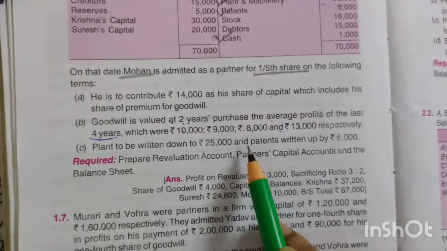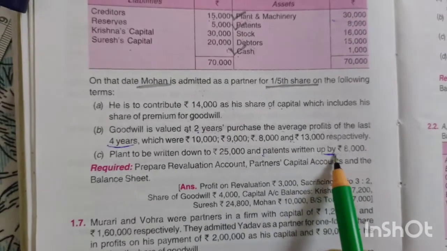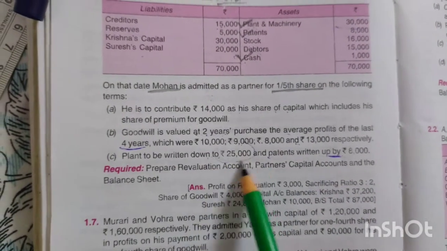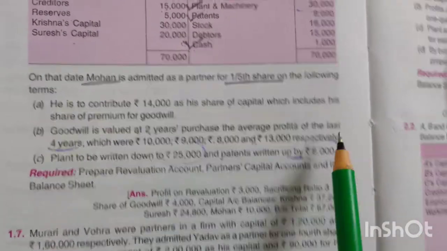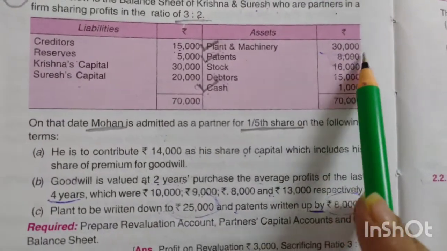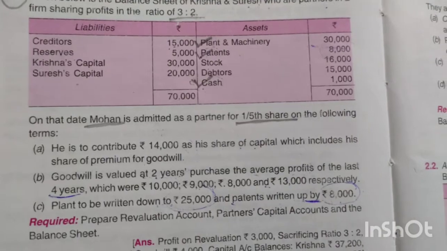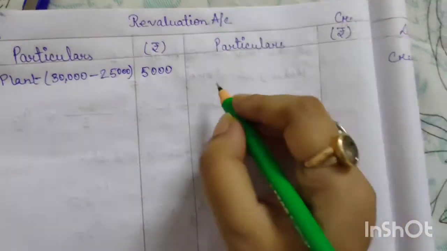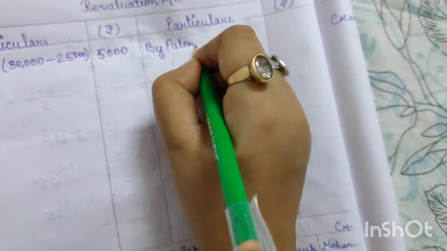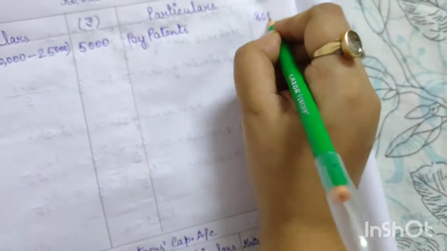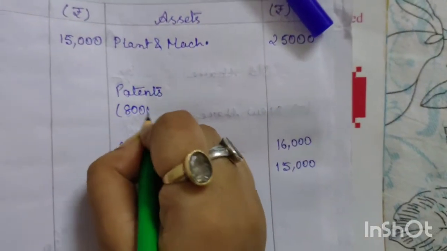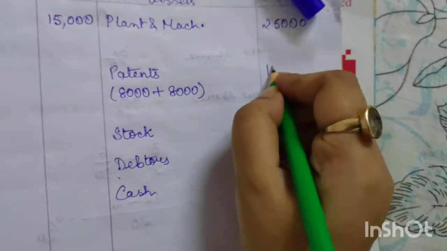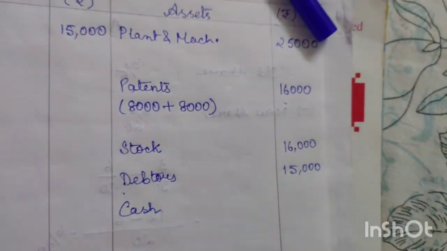Now next adjustment, patents written up by. Here it was 8,000. Earlier, 'to' means this is going to be the new value, but in case of patents, it is written up by. That means we have to add 8,000 with the old balance. That is, with this old 8,000, we have to add more 8,000. So whenever we increase any asset, it should be recorded in the credit side of revaluation. So we are going to write in the credit side by patents, as it is written up by 8,000. So we will write the balance 8,000. And in the new balance sheet, it should be 8,000 plus more 8,000, and the new balance of patents will become 16,000. As you can see, all the adjustments are done.